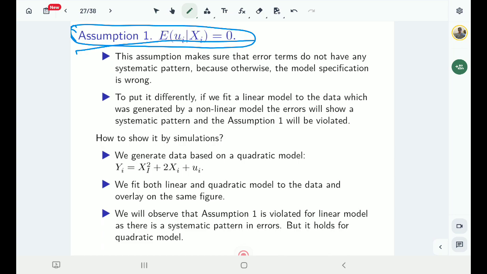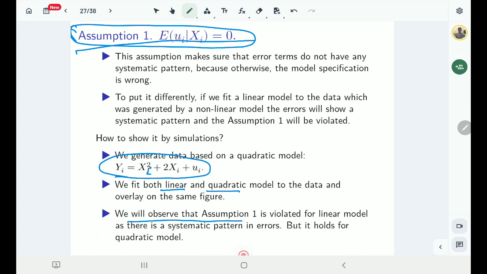Now, how do we show it by simulations? We are generating data based on a quadratic model. So this is the true model, suppose. Here, by the way, it should be I, lowercase I. So the true data is generated by a quadratic model, and we fit both linear and quadratic models to the data. Obviously, the linear model is a false model that we impose, but the quadratic model is the correct model.